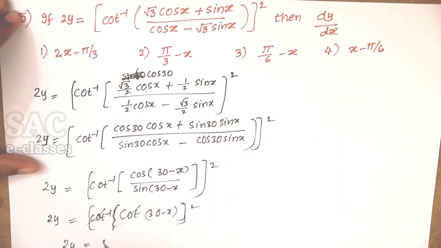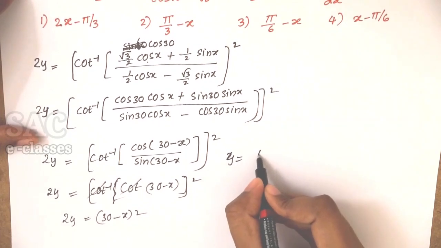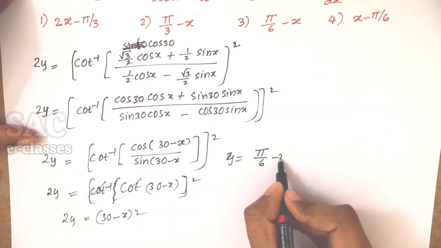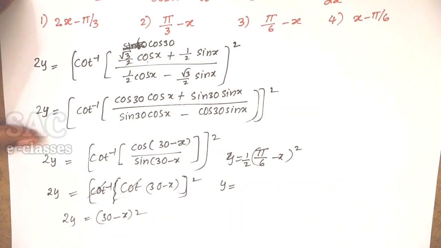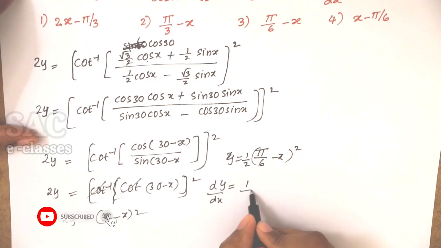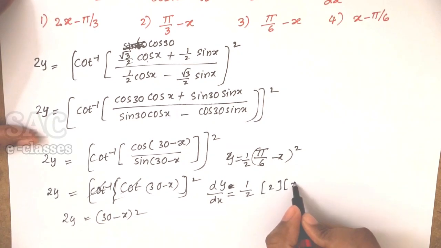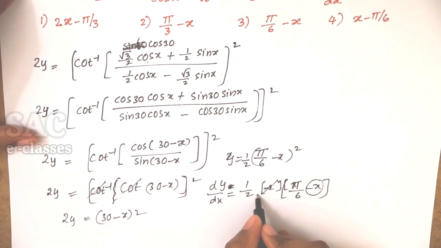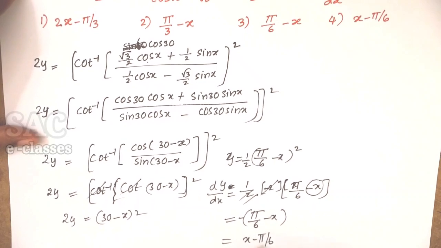So 2y is equal to (pi by 6 minus x) whole square. Then y is equal to half of (pi by 6 minus x) whole square. Go for the differentiation. dy by dx is equal to 1 by 2 into 2 into (pi by 6 minus x), but it is a negative, that's why minus. The 2 gets cancelled. So pi by 6 minus x into minus will give x minus pi by 6.